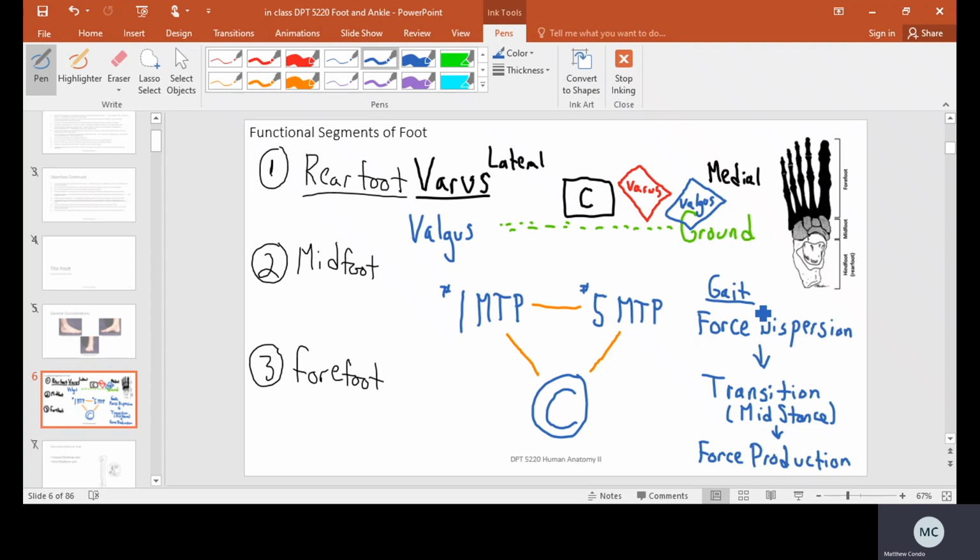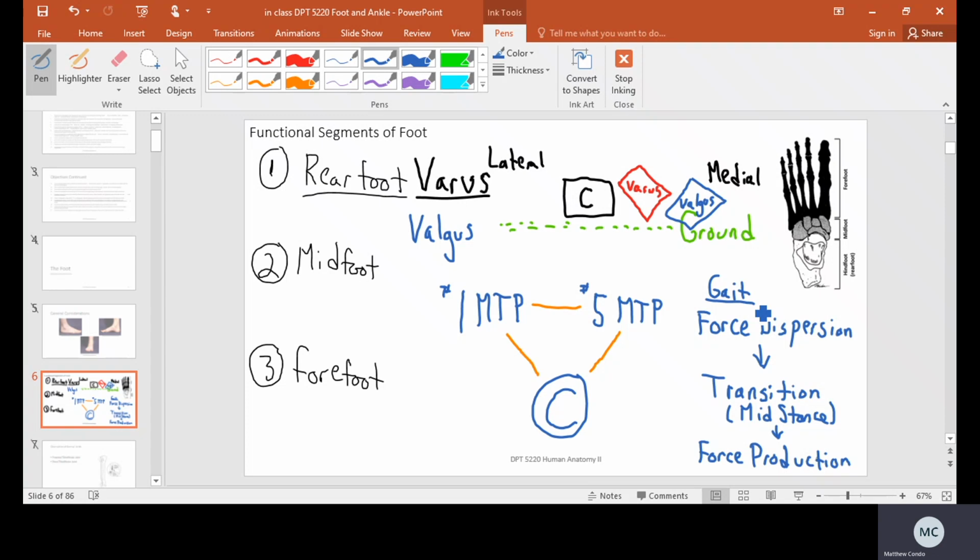In addition to dorsiflexion, plantar flexion. In addition to tibial rotation. In addition to femoral rotation. Yeah, now you guys see why you have 16 weeks of gait. There's a lot going on. We're just scratching the surface here.